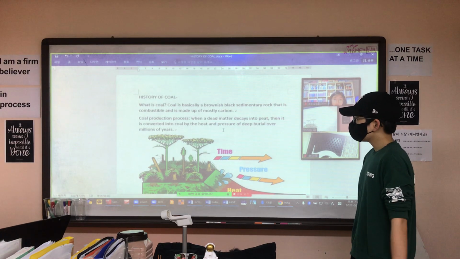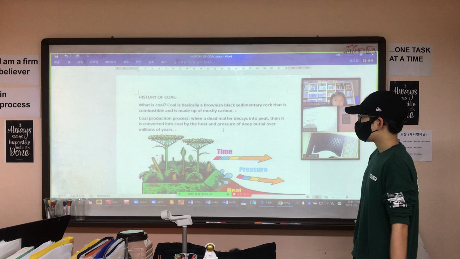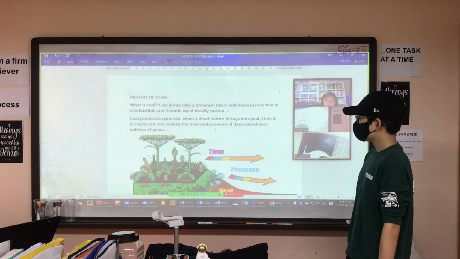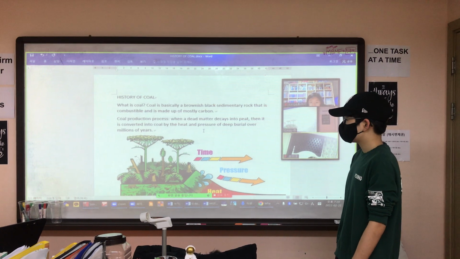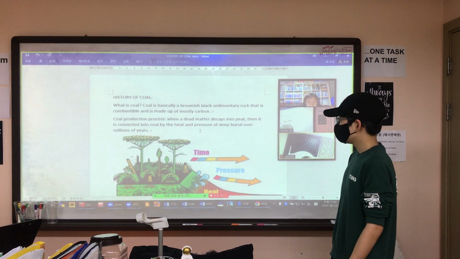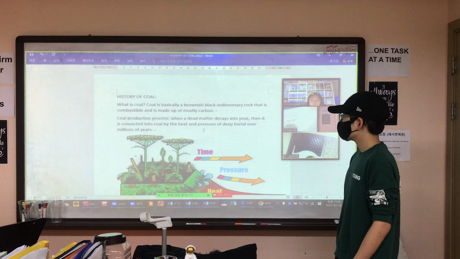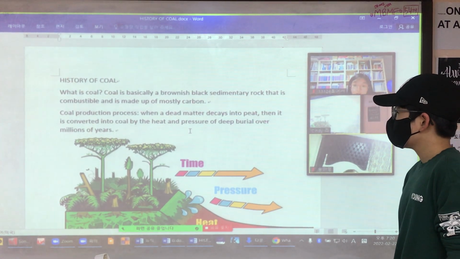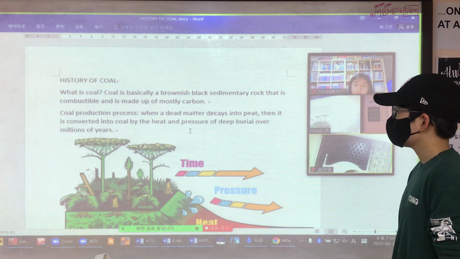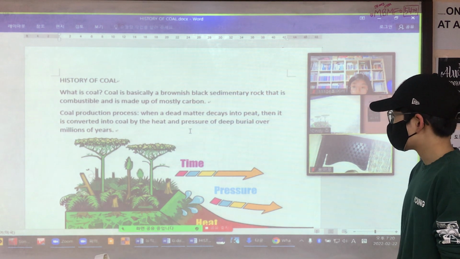And today I'll talk to you about the history of coal. Basically, coal is a brownish black sedimentary rock that is combustible, which means it can catch on fire easily. And coal is also made up of mostly carbon. And coal is made in a really easy process, but it takes a lot of time.